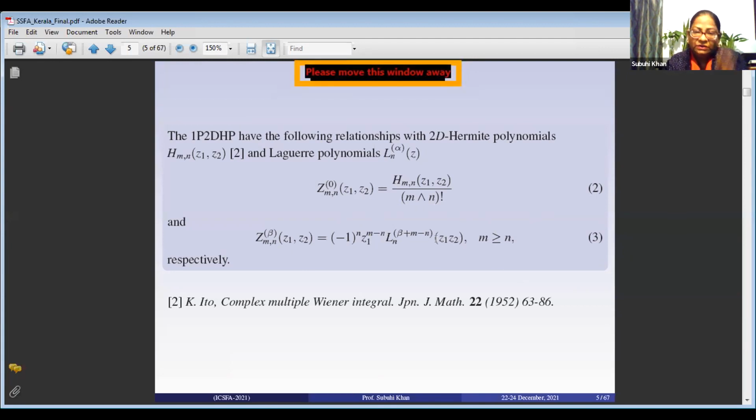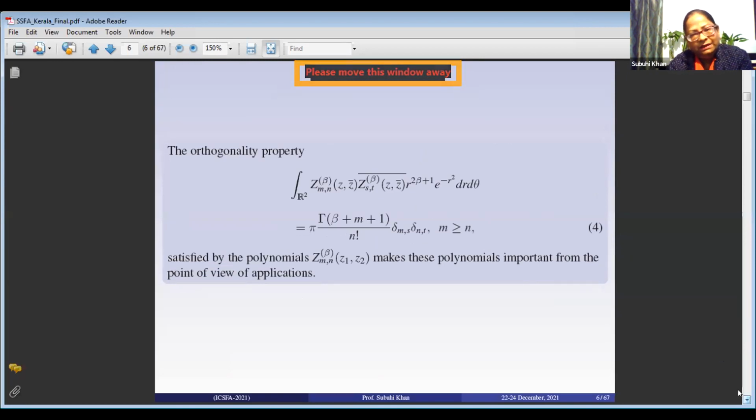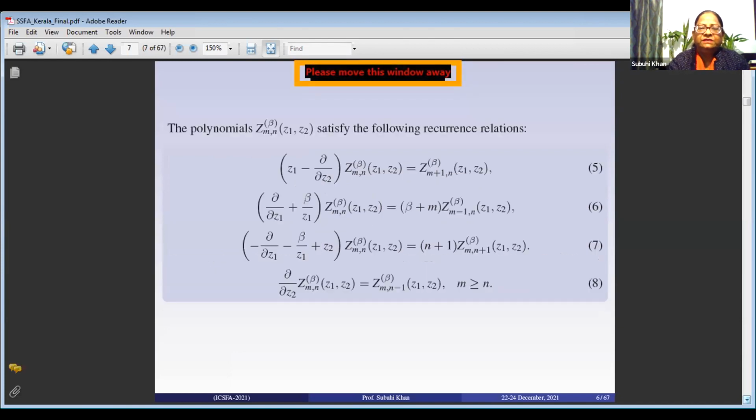This is not the two variable Laguerre; it is the product of two variables here. So you can see that this is the two-dimensional Hermite, and it is related with the Laguerre polynomials with the product of two variables. To add to the essence, we also have the orthogonality property for these polynomials, and this makes them more interesting, and we can think about their applications in physics and other fields.